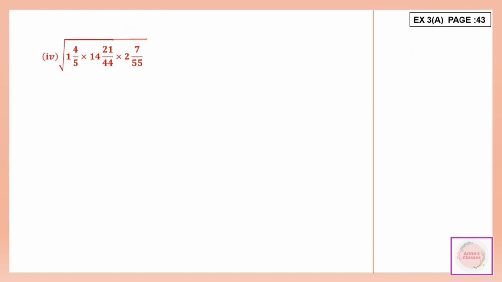Next one. Here also we have mixed fractions. So the first thing we have to do is convert them to improper fractions. So let's do that. Here we have 1 4 by 5.